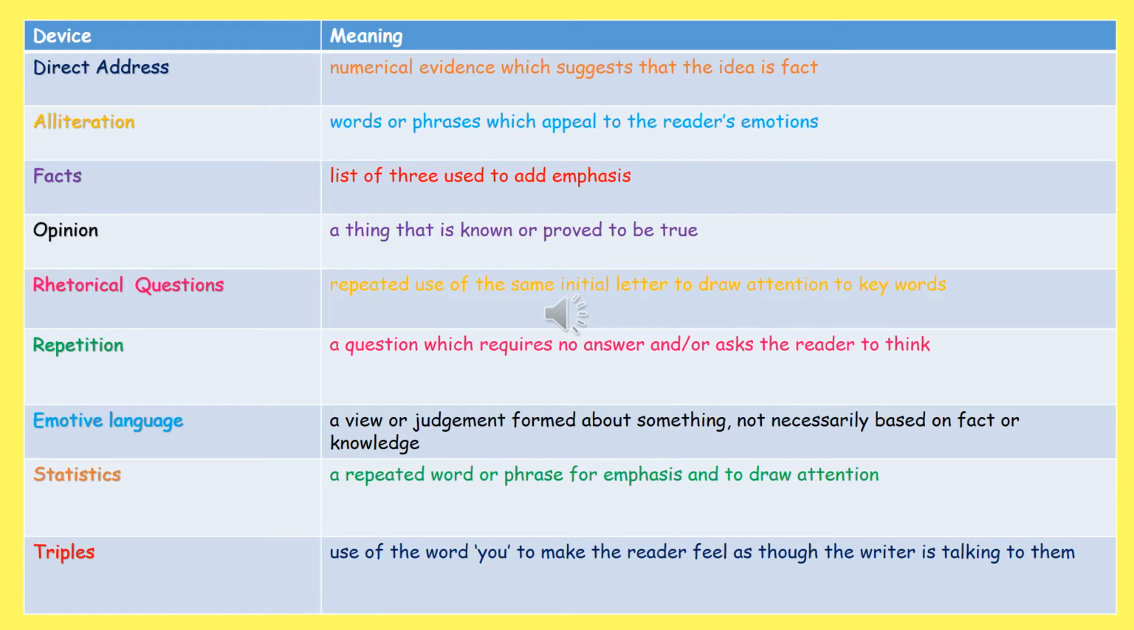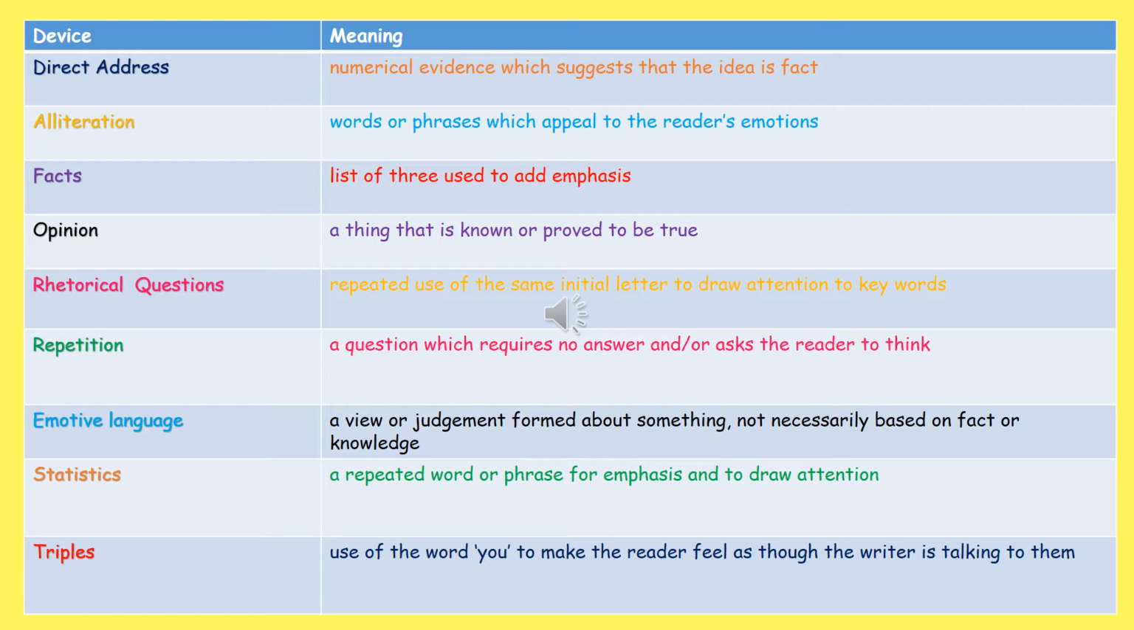And the answers, which I have colour-coded for you. But if you can't see the colour, I'll read them out for you as well. So direct address is when you use the word you to make the reader feel as though they're being talked to. So it could be you, us, we. So alliteration is the repeated sound of the initial letter. So I think I said something silly like Susie's sizzling sausages.